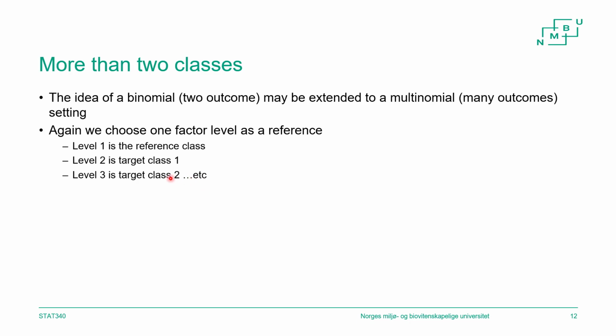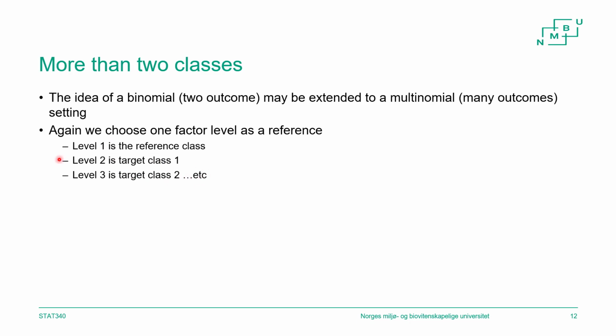So we always compare the other classes to the reference, and this is different from LDA, for instance, where we could have multiple classes and all are sort of compared against each other. All pairwise comparisons, you could say. This is not the case here now. So level 2 is compared against level 1, level 3 against level 1, and so on.